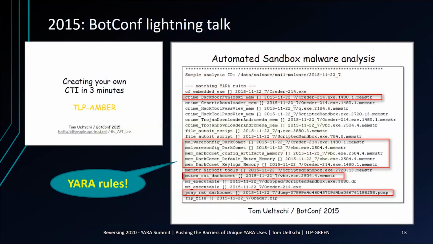At the end of the analysis, an email is sent out with the behavior and YARA rule matches at the top, often giving a good indication of what malware family this sample belongs to. Here we can see Dark Comet detections from memory strings, mutex, and PCAP.